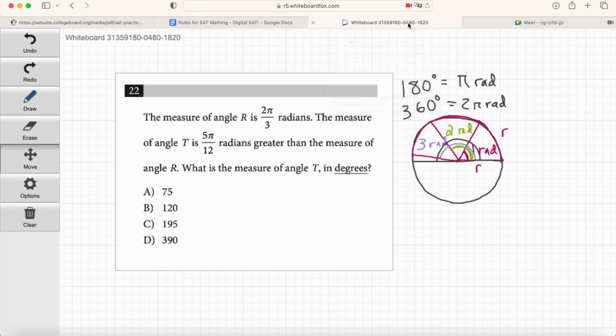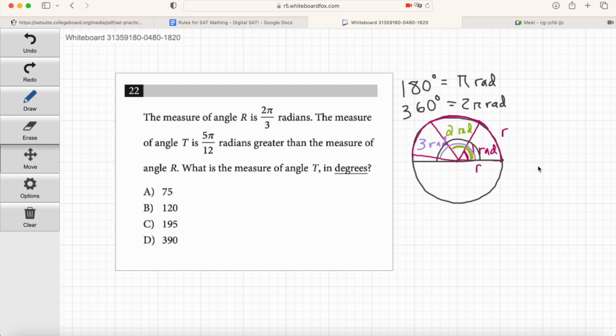Is that making a little more sense what a radian is so far? Good. So here's what we're going to do. We're solving for the measure of angle t in degrees. The measure of angle t is basically adding up these two angles in radians, angle r and the amount by which angle t is greater, 5 pi over 12. Is that clear? We're just going to add those up. We can leave them as fractions in terms of radians, and then convert them into degrees.